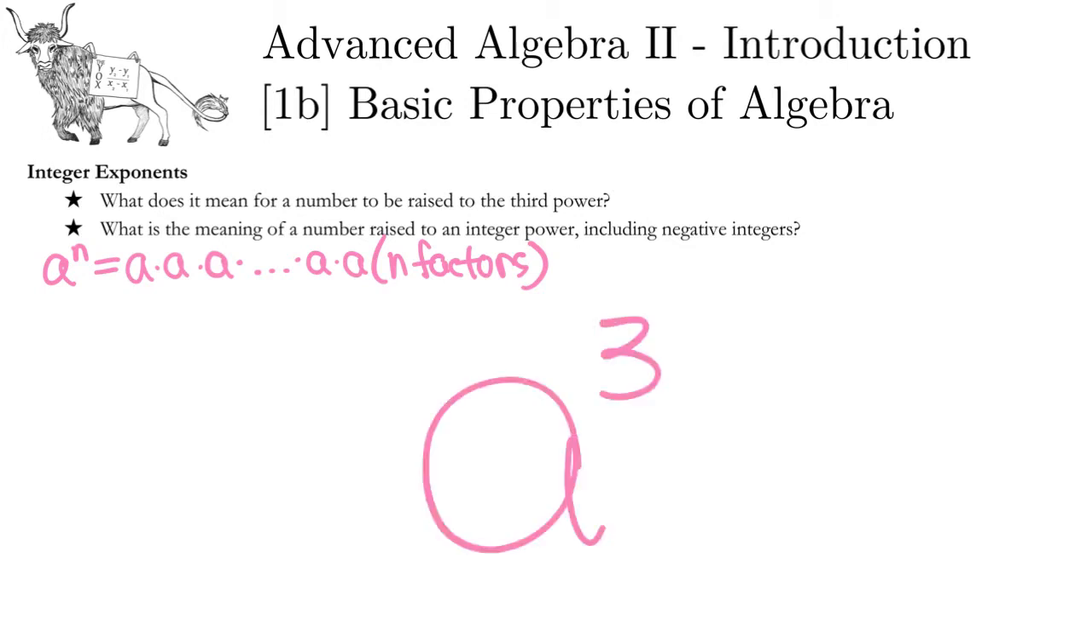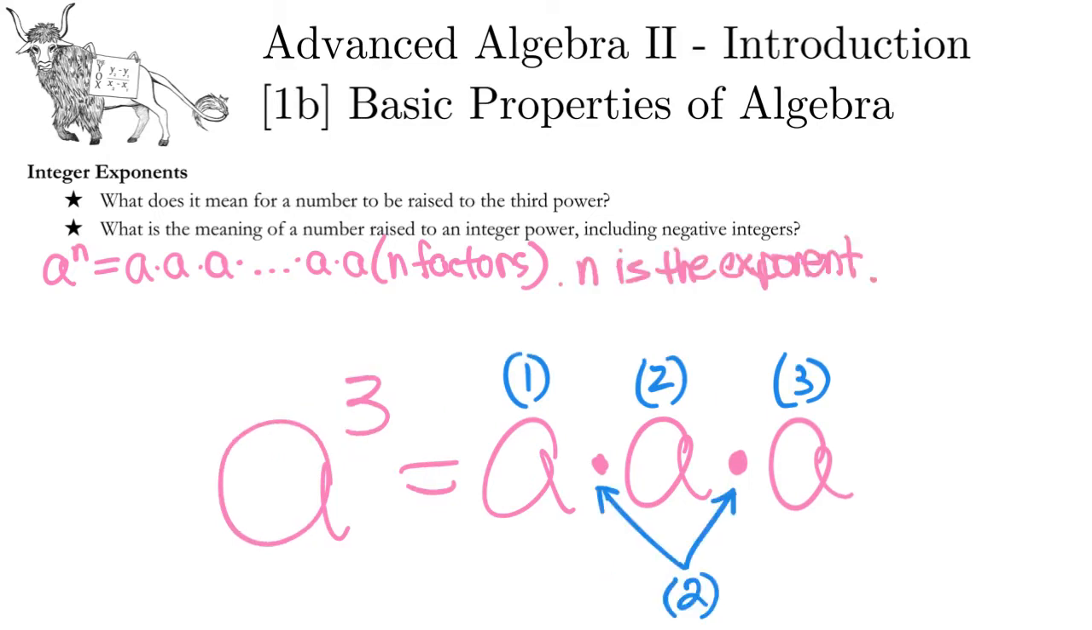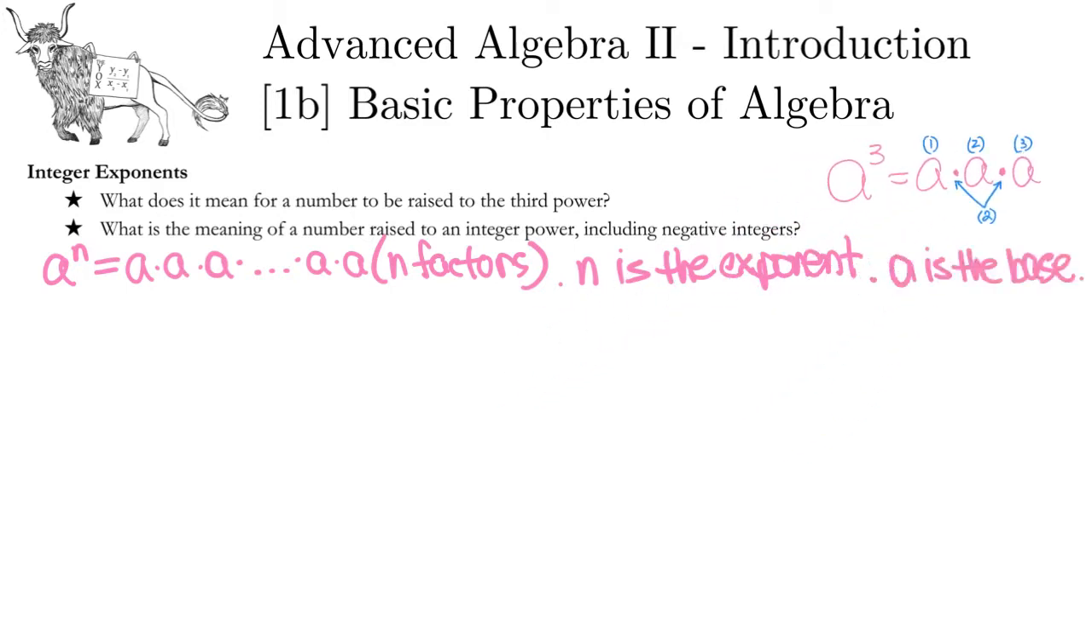So a to the third power is a times a times a. Notice there's 3 terms, but there's only 2 multiplication symbols, or dots. N is officially called the exponent, and a is called the base.